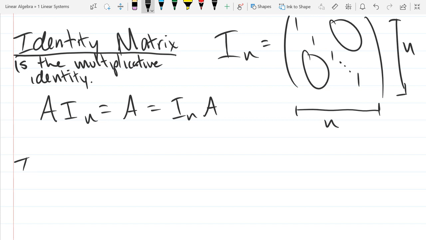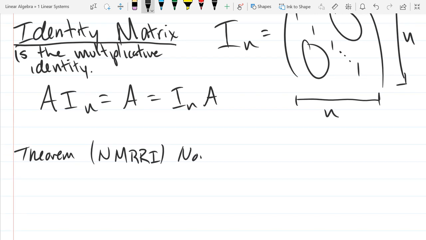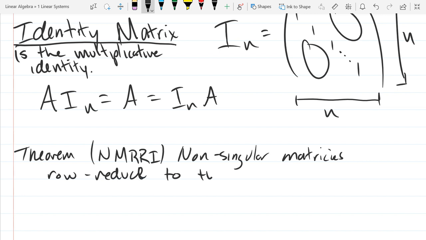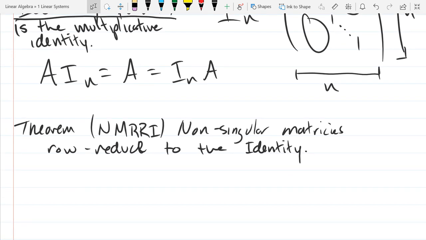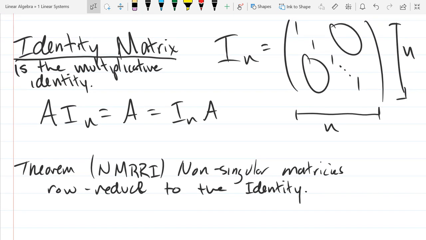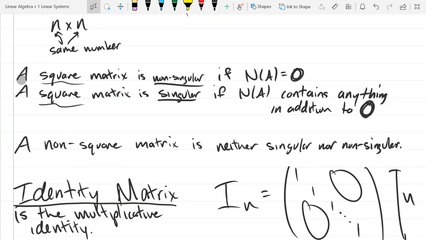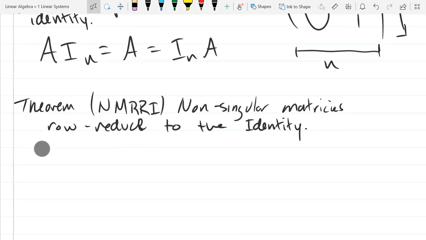Now we can write the theorem. I'll write the abbreviation NMRRI. So this is: non-singular matrices row reduce to the identity. If you have a non-singular matrix, meaning the null space has exactly one solution, then it will row reduce to the identity. So it will look like the identity matrix after we're done with our row operations. Let's go back and look at the example we did last. It was not a square matrix, so that wouldn't fit in here at all.